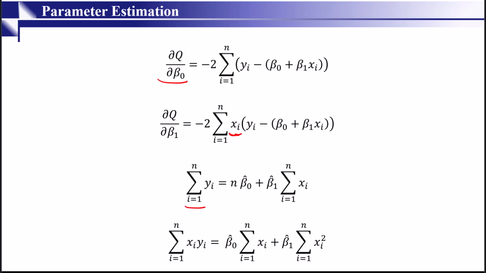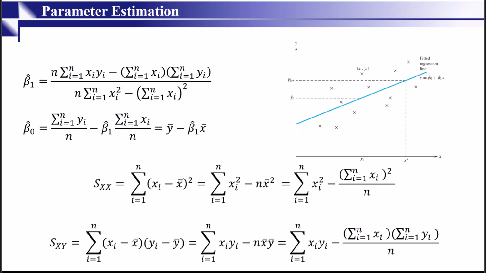So the sum from i equals 1 to n of yi is equal to n beta hat 0 plus beta hat 1 times the sum of all xi from i equals 1 to n. And also the sum of xi yi is equal to beta hat 0 times the sum of all xi plus beta hat 1 times the sum of squares of xi. These two equations are known as the normal equations. Using these normal equations, we can find beta 0 and beta 1, as I will explain in the next slide.